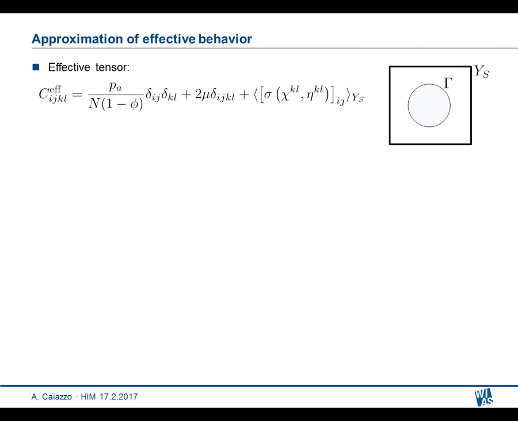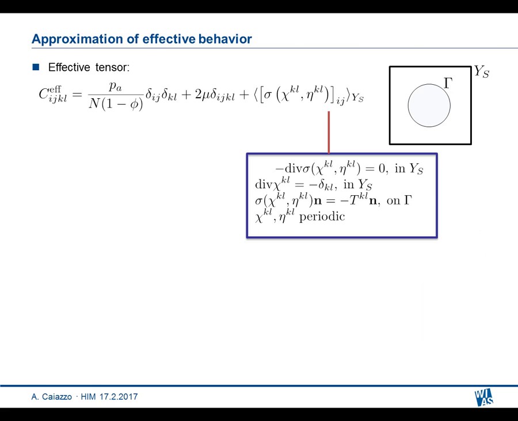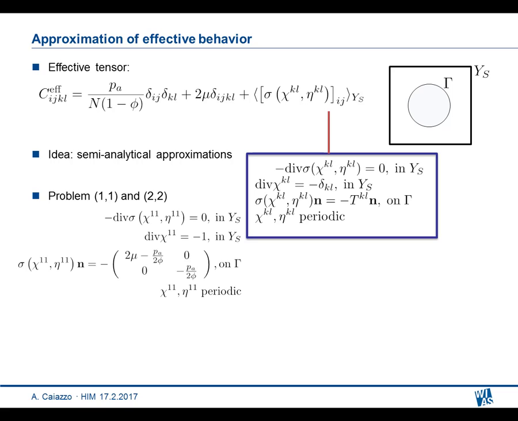Okay. So the other problem is now we don't want to solve these problems for every different configuration. So we try to solve this cell problem somehow analytically or semi-analytically. The idea was the following. We have a lot of symmetries, so we just try to exploit the symmetries.